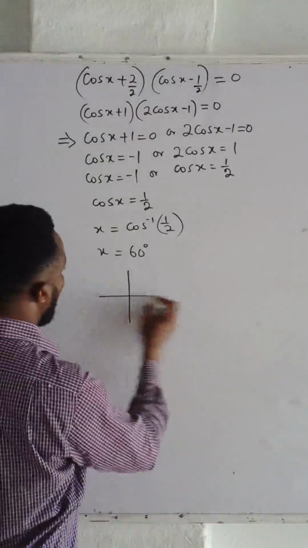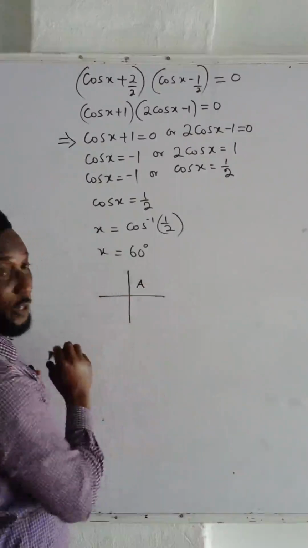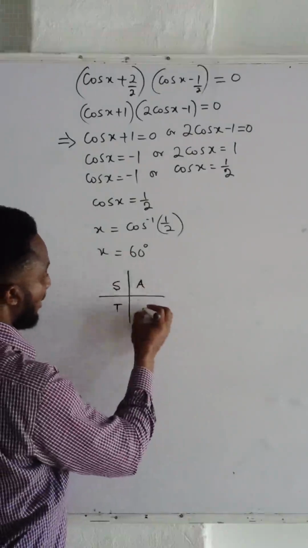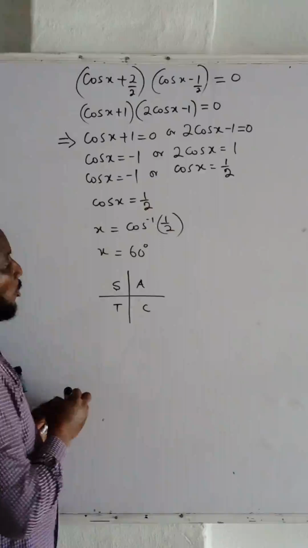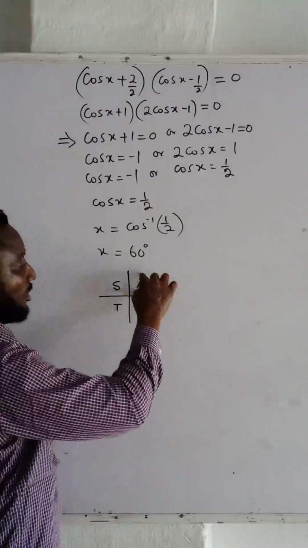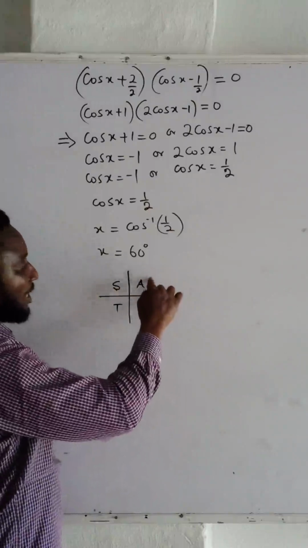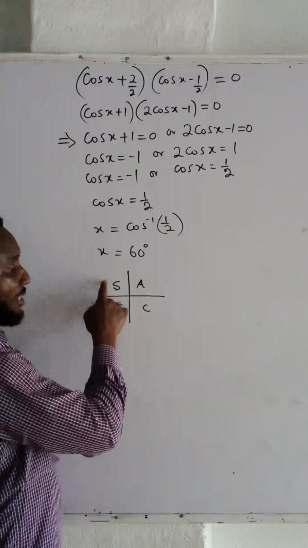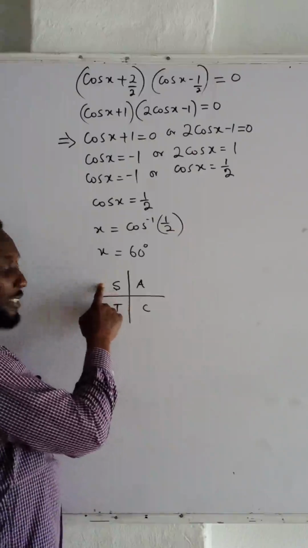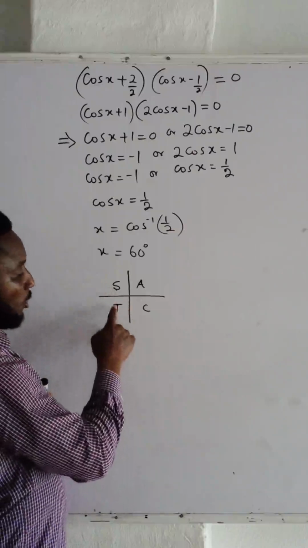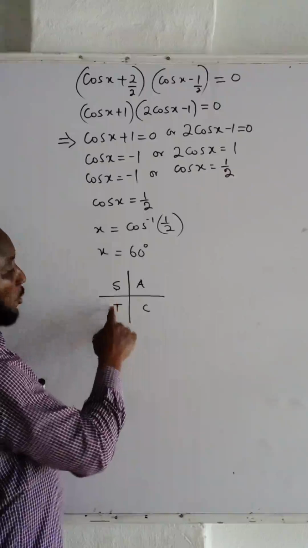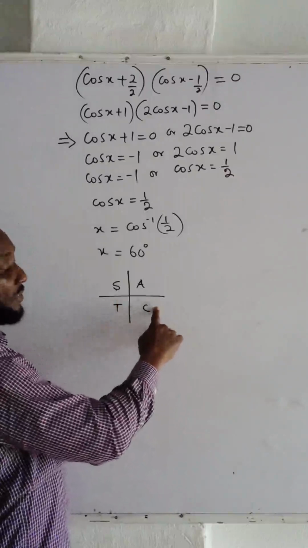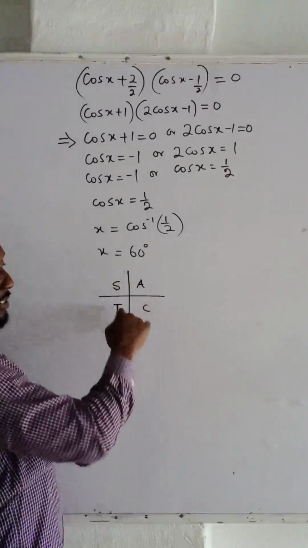Now in our 4 quadrants, this is the first one. It has a symbol A. Second one has a symbol letter S. Third one T. Then the last or the fourth one C. What this A means is that all the trig ratios here are positive: sine, cosine, and tangent. In the second quadrant, the S here means that only sine is positive, so cosine and tangent are negative. You come to the third quadrant, only tangent is positive, sine and cosine are negative. You come to the fourth quadrant, only cosine is positive. That's the reason why you are seeing these acronyms here, these letters.